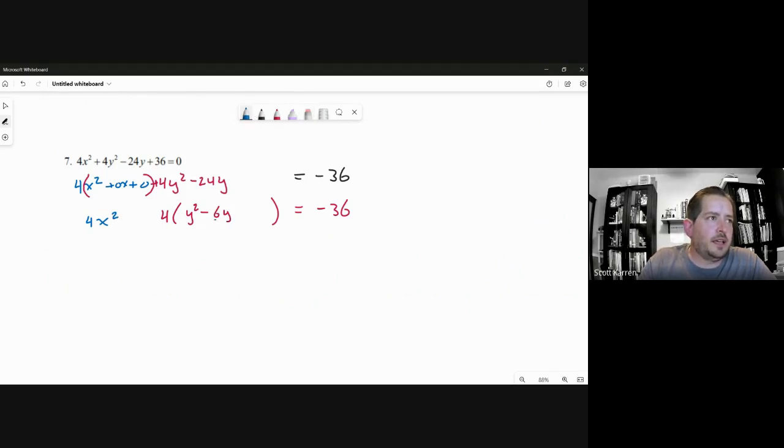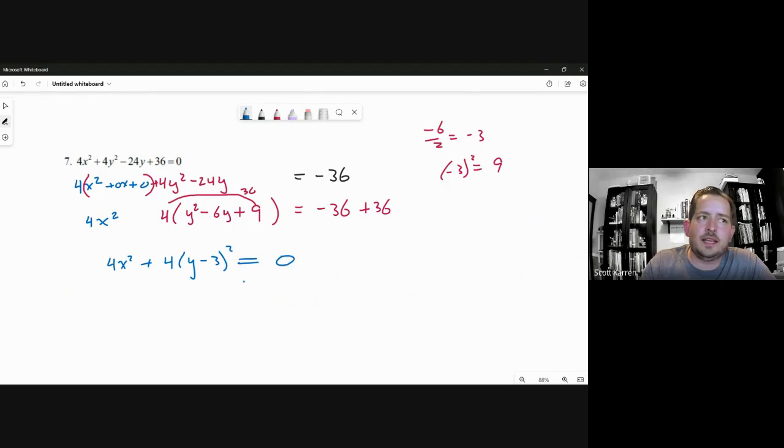Then here, I'm going to take half of 6, which is 3. Negative 6 divided by 2 is negative 3. And square that, and I get a positive 9. So I will add 9 here. But if I'm adding 9 here, that's 9 times 4 is 36 that I have to add to the other side. So in the end here, I've got 4x squared plus 4 times y minus 3 squared. But on the right-hand side, I get 0.